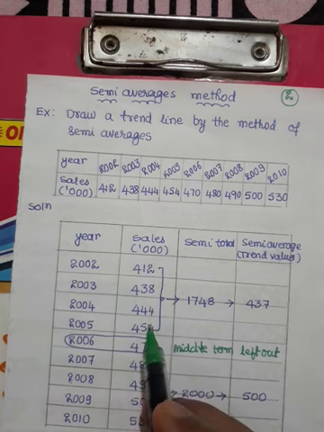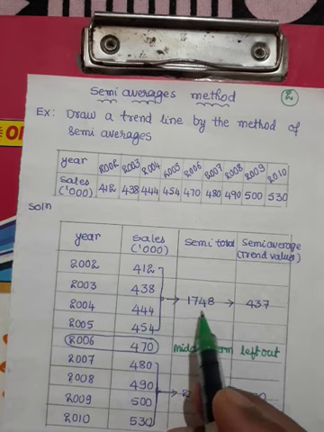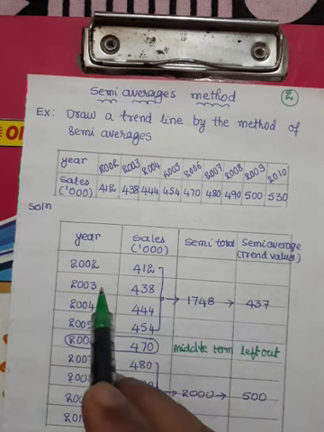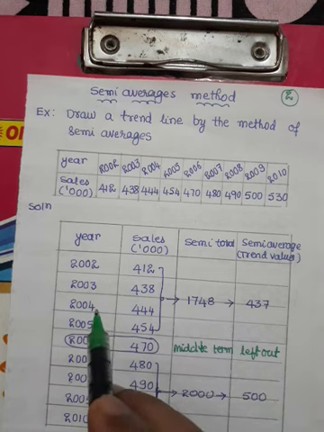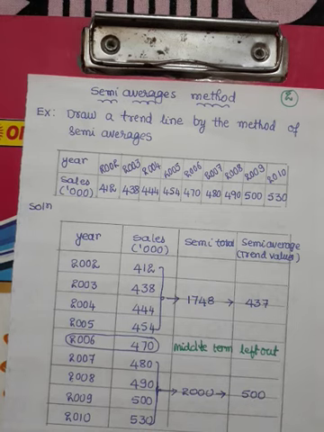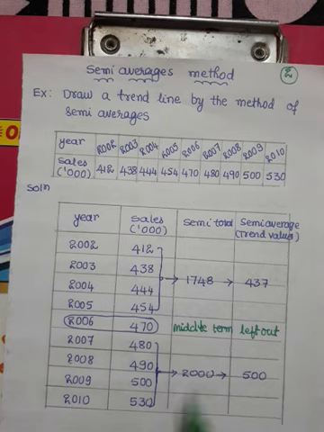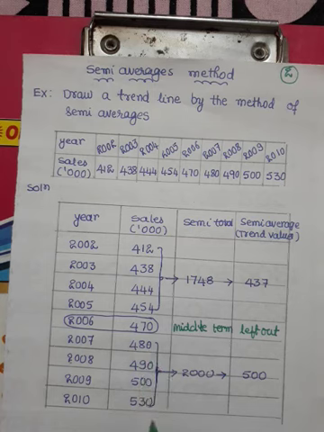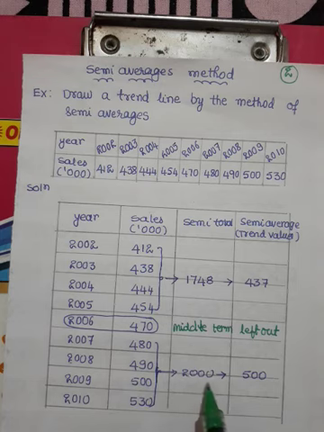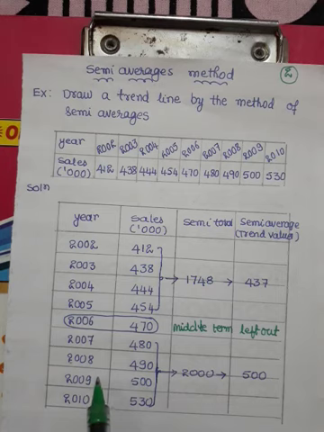So by adding these four values, we get 1748. It is written against the gap between 2003 and 2004. For the next half, we also have to get the total, which is called the semi-total. So we have four values. If you add 480, 490, 500, 530, you will get the total 2000. It is written against the gap between 2008 and 2009.